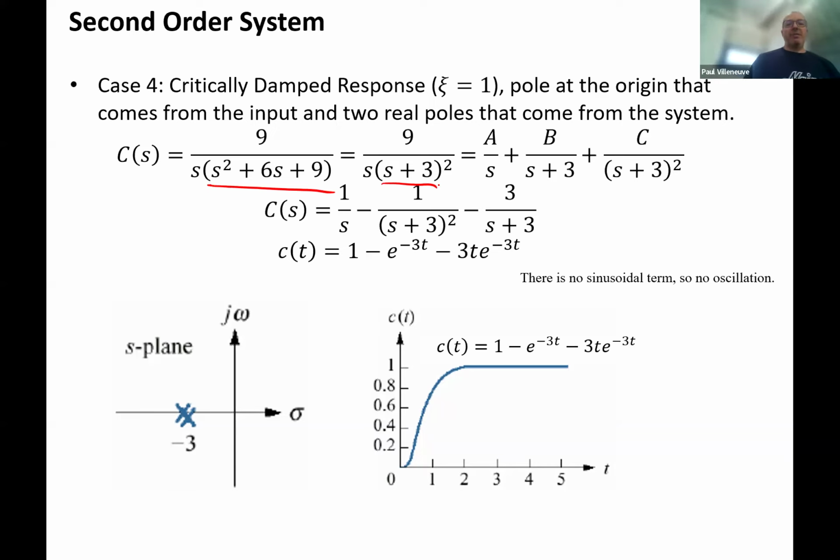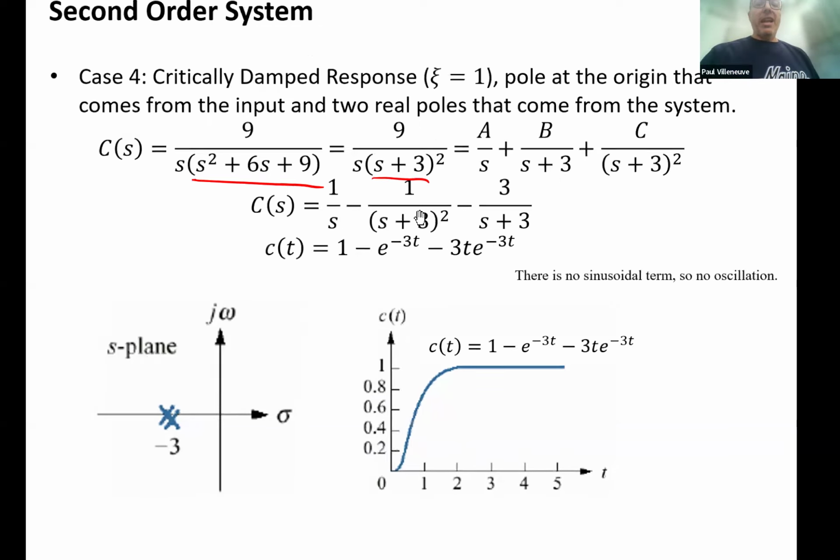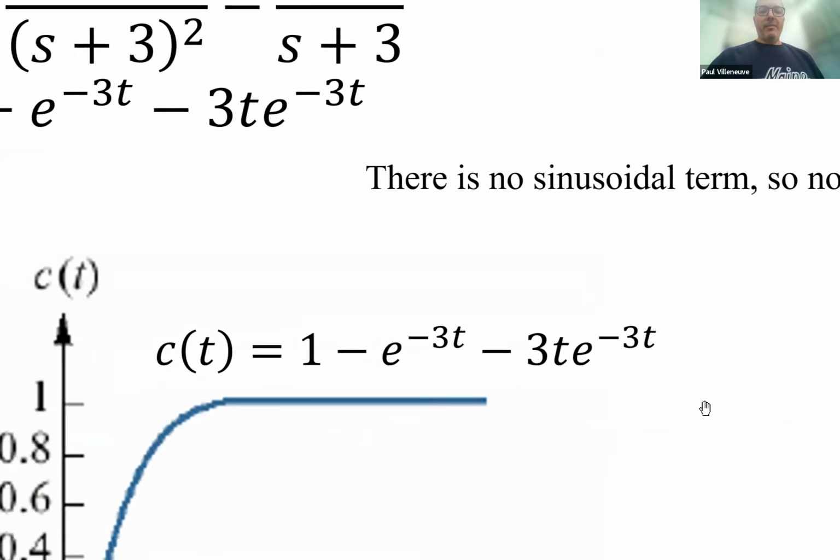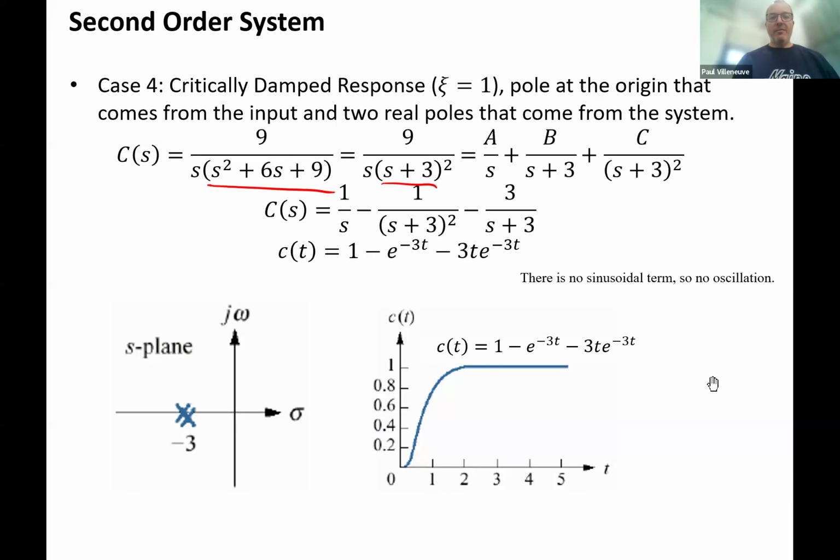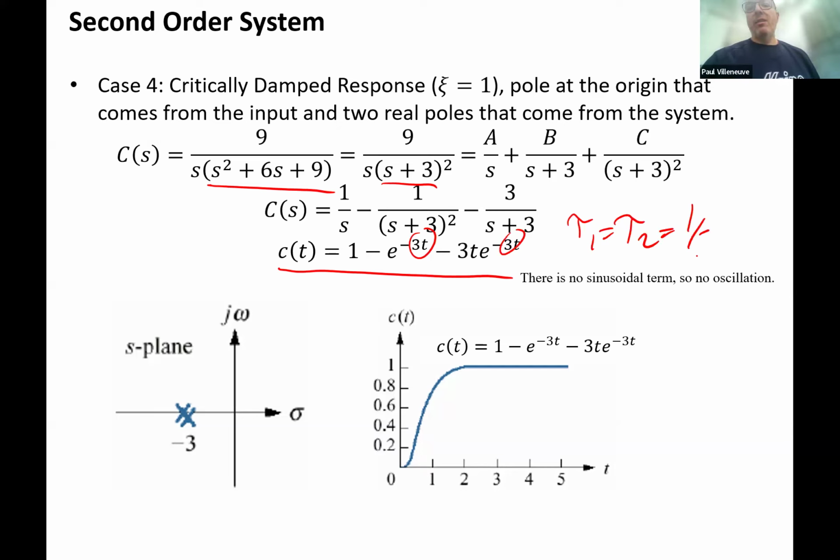When we do partial fraction expansion, we have A over s plus B over s plus 3 plus C over s plus 3 squared. And when we get our terms, we end up, whoop, sorry about that. Don't know how to zoom out. There we go. And when we do that, we end up with our time domain expression here. Why is this critically damped? Because look at my time constants. Tau 1 is equal to tau 2, which are both equal to 1/3 of a second.